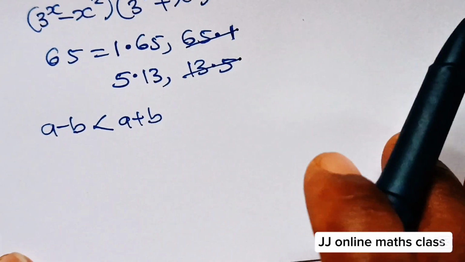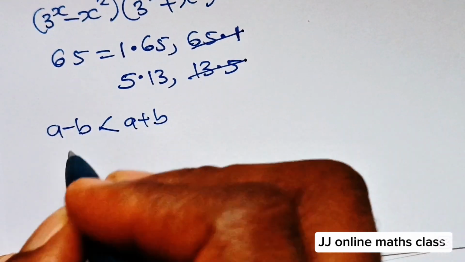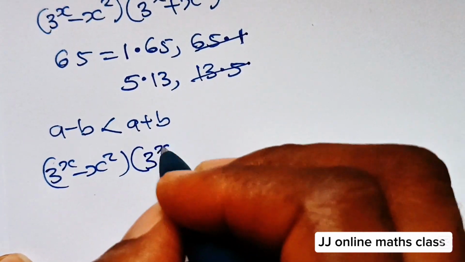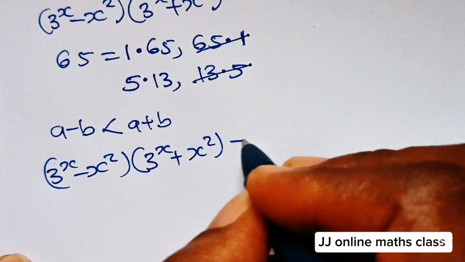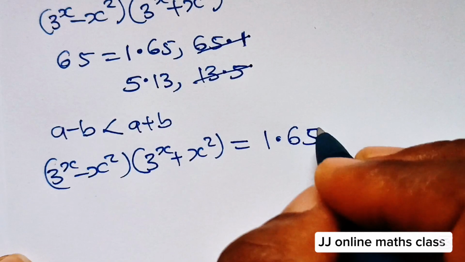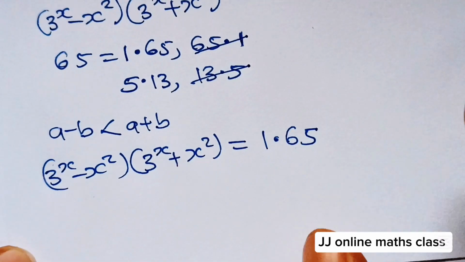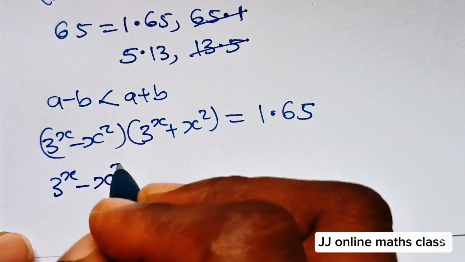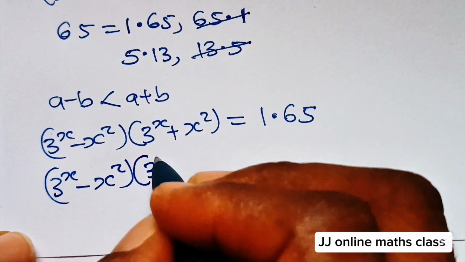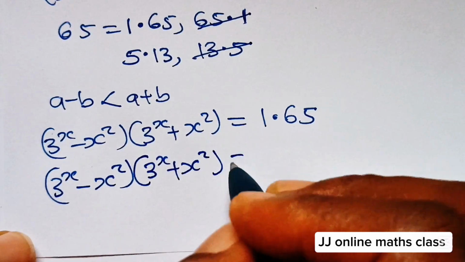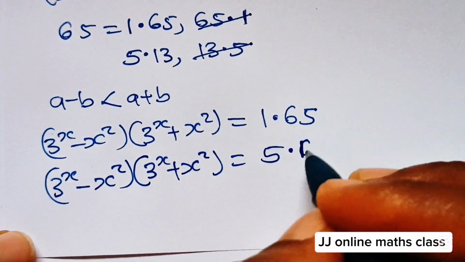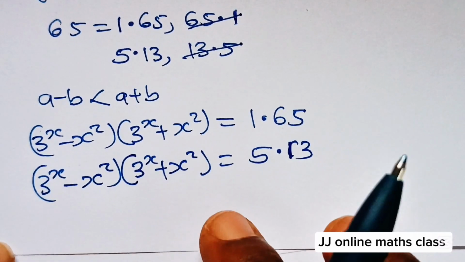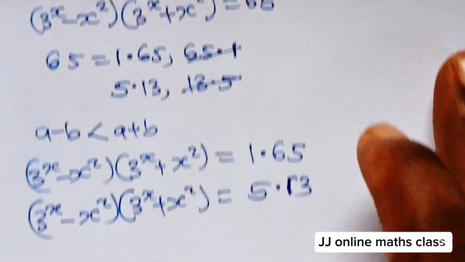13 is greater, so it means the first case we have is 3 to the power of x minus x squared multiplied by 3 to the power of x plus x squared is equal to 1 multiplied by 65. The second case that we have is 3 to the power of x minus x squared multiplied by 3 to the power of x plus x squared is equal to 5 multiplied by 13. So these are the two conditions we are going to consider while looking for the value of x.